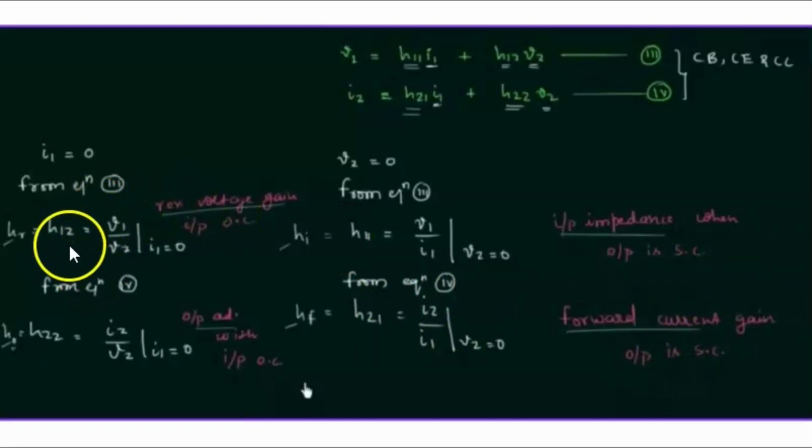Similarly, we are going to call H12 as the reverse voltage gain when our input is open circuited, and we are going to call H22 as the output admittance when our input is open circuited.